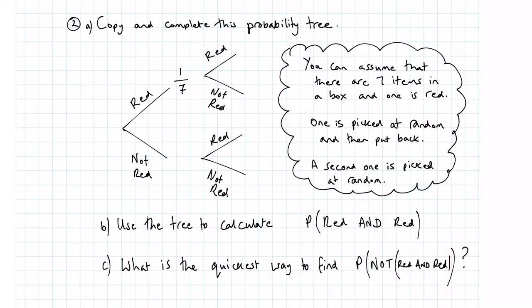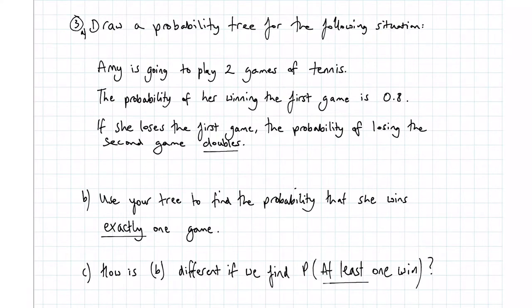On to question 3. Again, we're drawing a probability tree. We've got this situation, however, that Amy has got a 0.8 chance of winning her first game. But if she loses that first game, her probability of losing the second game doubles. So maybe she loses confidence and is more likely to lose again. And that is the sort of thing that might happen.